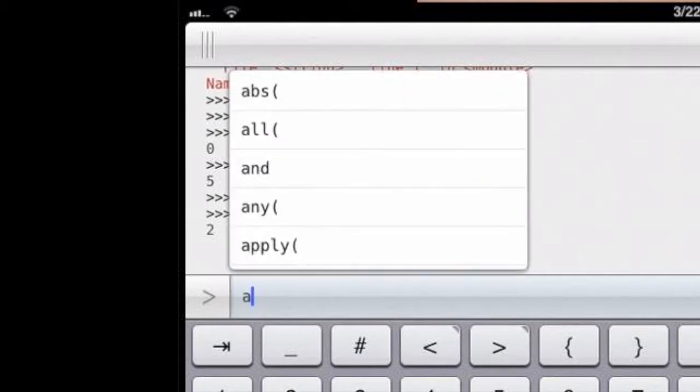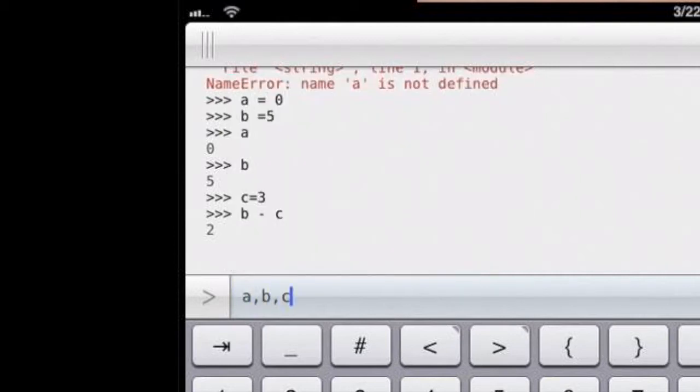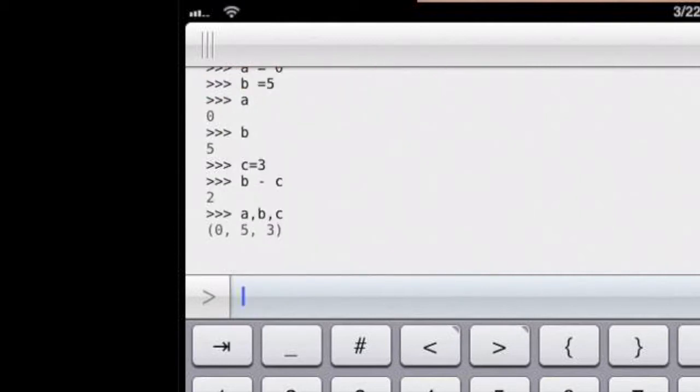If we want to see what A is, what B is, and C, we just do that, and it'll organize it for us. So there's a lot of different little things that you can do with it, but this just illustrates that you have these 3 different variables, A, B, and C, and you can set them to numbers.